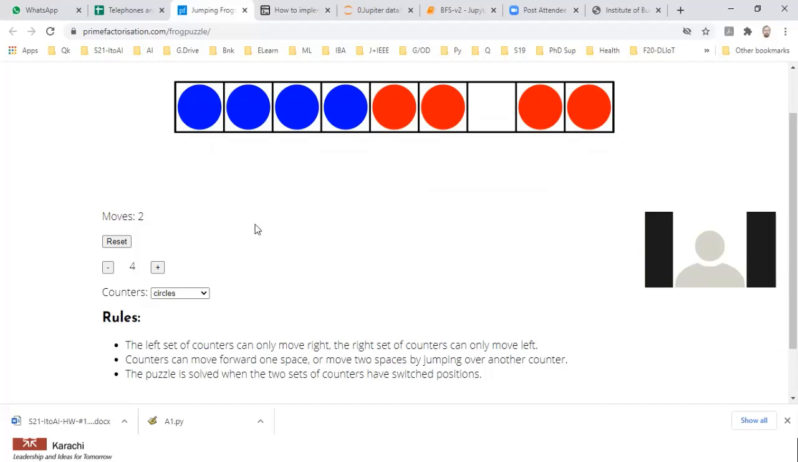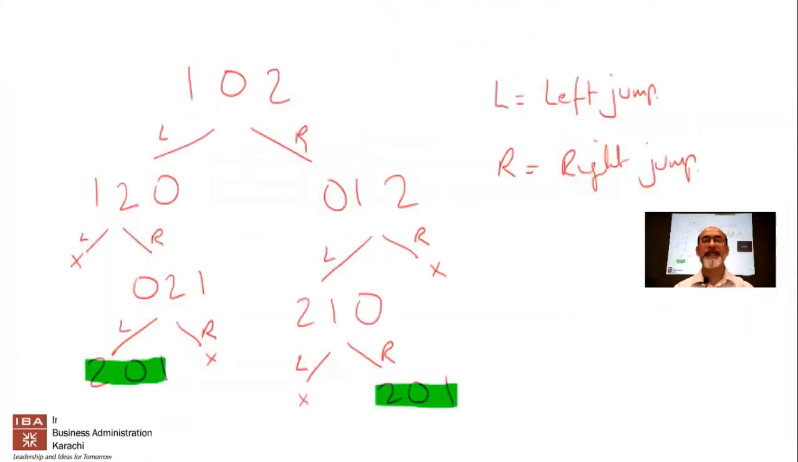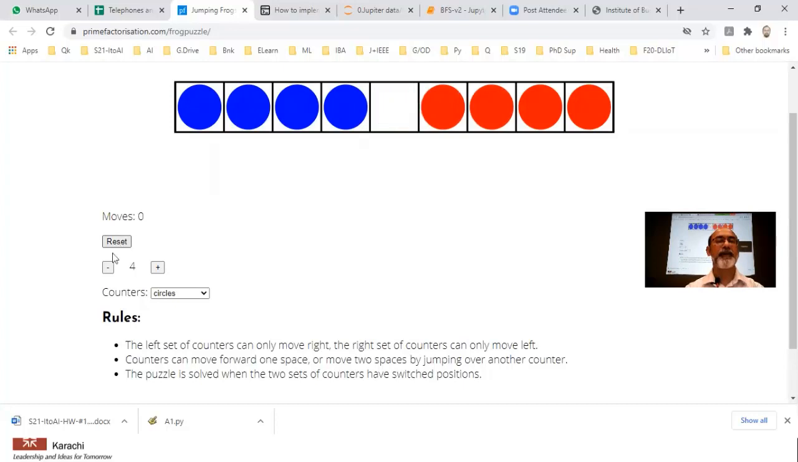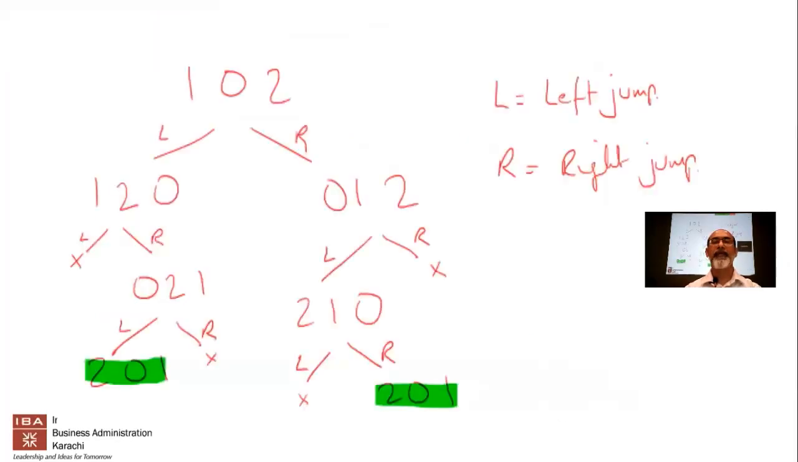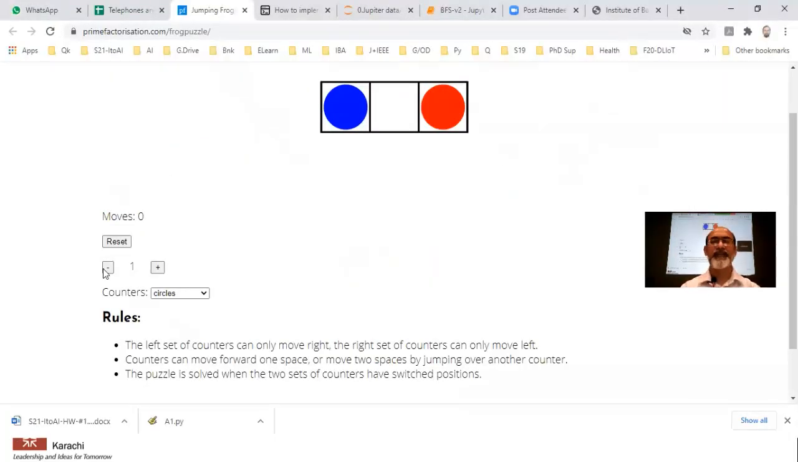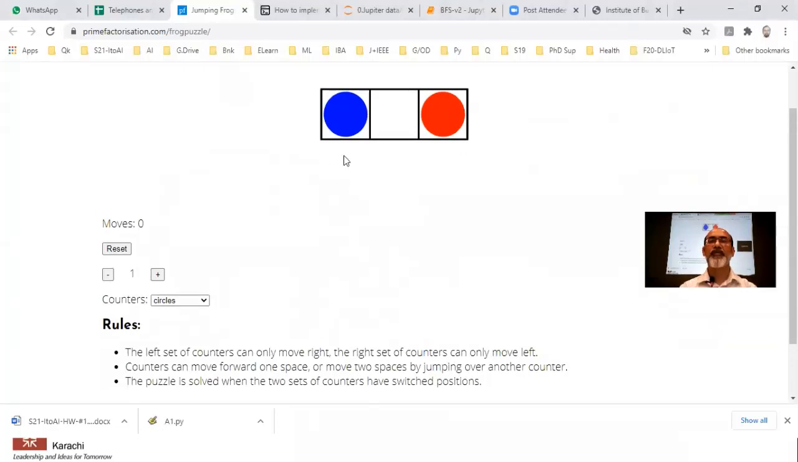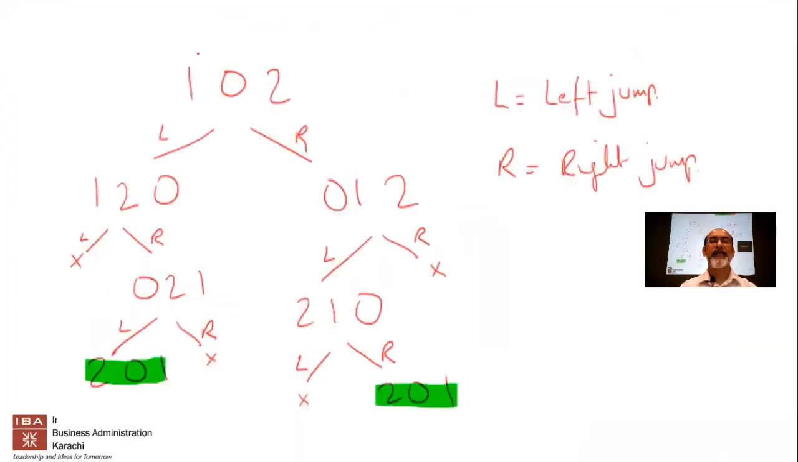It's an interesting game. But if I look at the search tree, in this particular case where you only have n equal to 1, sorry, I think n is equal to 2 in this case. You have 2 frogs. So I'm showing this as 102. Why? Because the blue corresponds to a 1. So this is a blue over here, and this is the red over here. And reds are called 2, and blues are called 1.